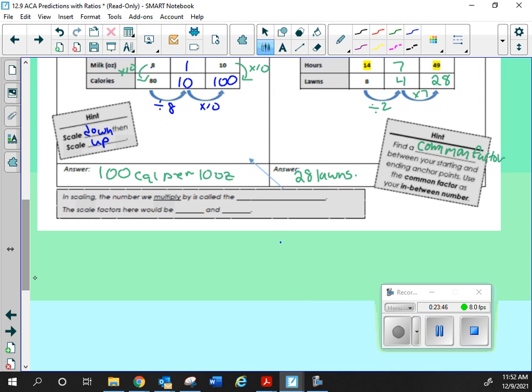Okay, the last little bit. In scaling, the number we multiply by is called the scale factor. Awesome, getting better at that day by day. And we said scale factor, technically factor means to what operation? Multiply. Okay, so in this problem right here, I'm going to challenge y'all a little bit, and I'm about to trick y'all. Our scale factors in this problem are the numbers we multiply by. What did we multiply by? 10. We multiplied by 10, but we divided by 8.